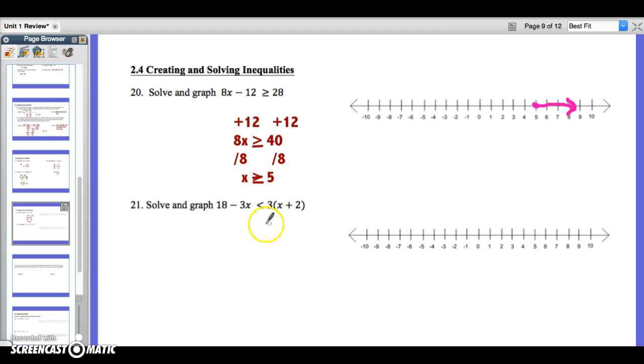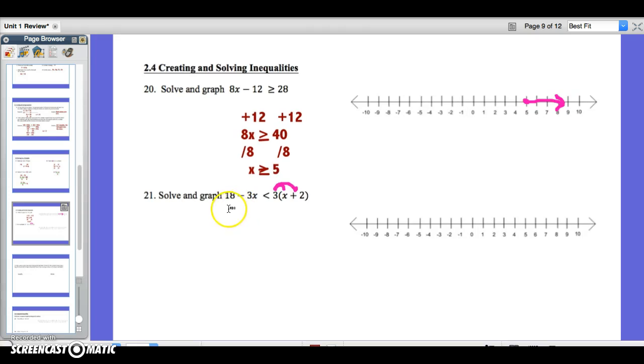Okay, number 21 is a little bit more involved. I have a variable over here, and then I have a variable over here, and I have the distributive property. So I'm going to pass this out to each of these terms with multiplication, and I'm going to write what I have. So I have 18 minus 3x is less than, and then 3 times x is 3x. 3 times positive 2 is plus 6.